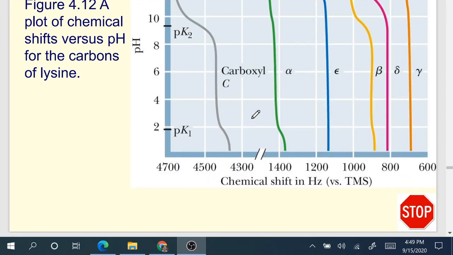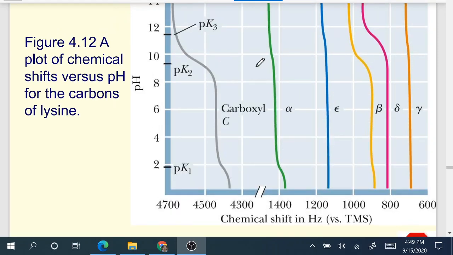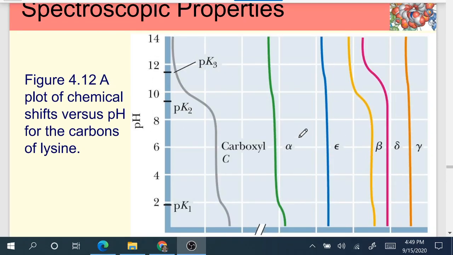All right, and so here's a carbon 13. You can see that we get a line for each of the carbons in lysine here, and that line will shift according to what pH we're at. And so carbon 13 works by giving us one signal for each carbon in the spectrum.